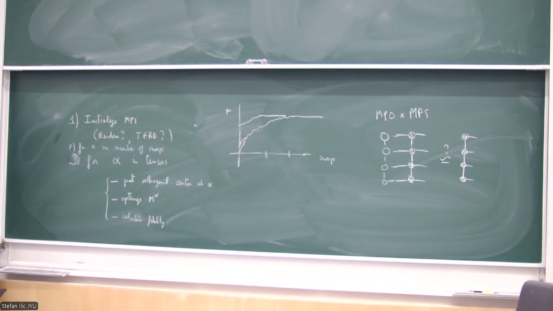Okay? If you take the best code available, typically they do both. You first do a zip-up to get a decent approximation, and then a couple of sweeps with DMRG to converge to the best you can with the bond dimension that you gave yourself. Okay?